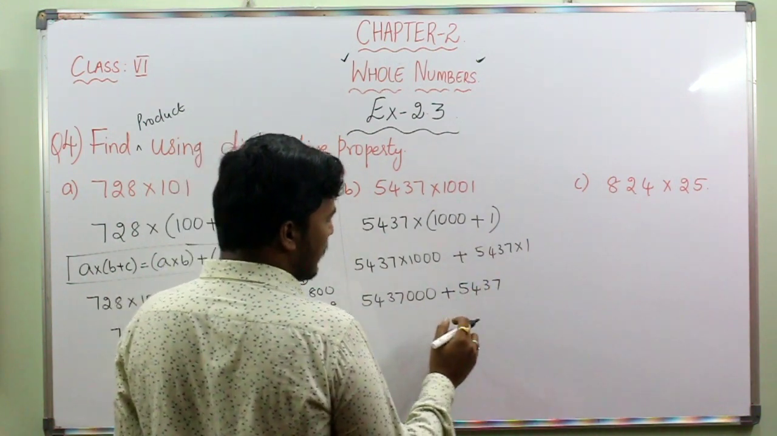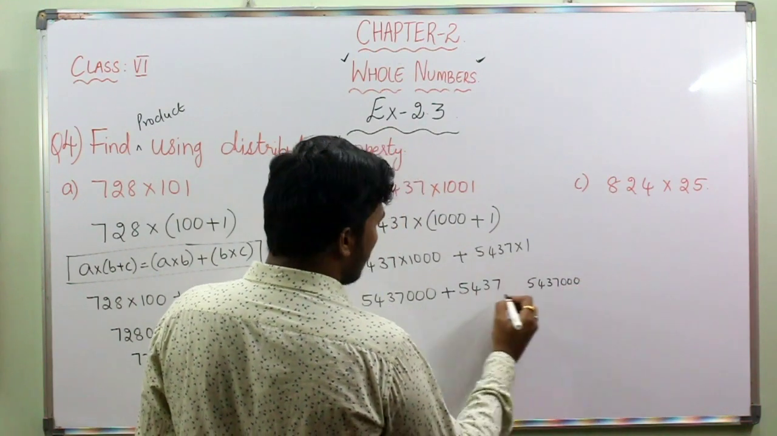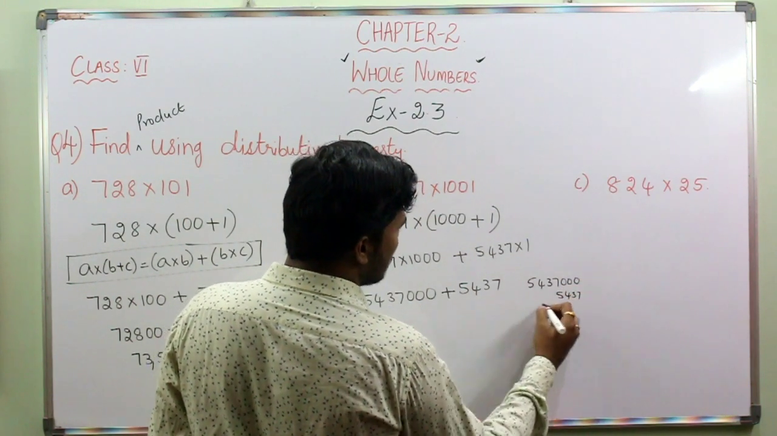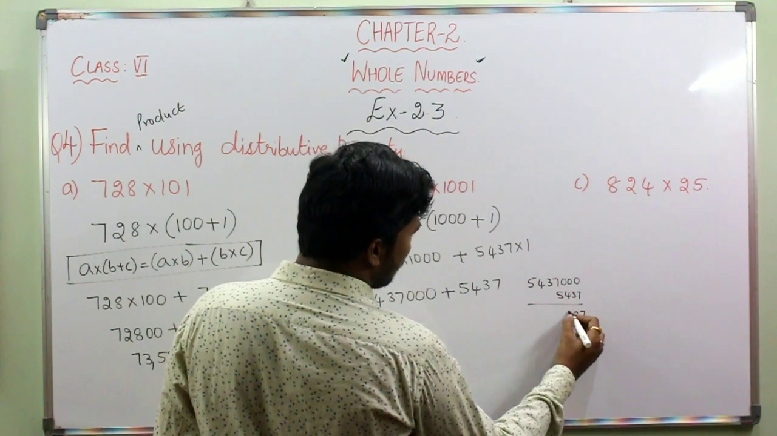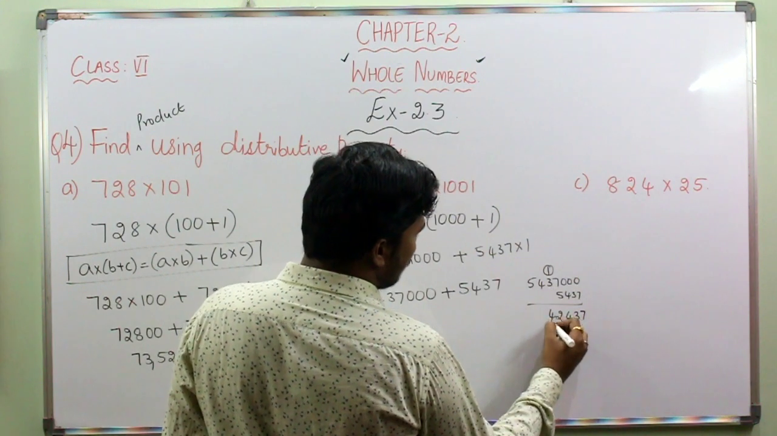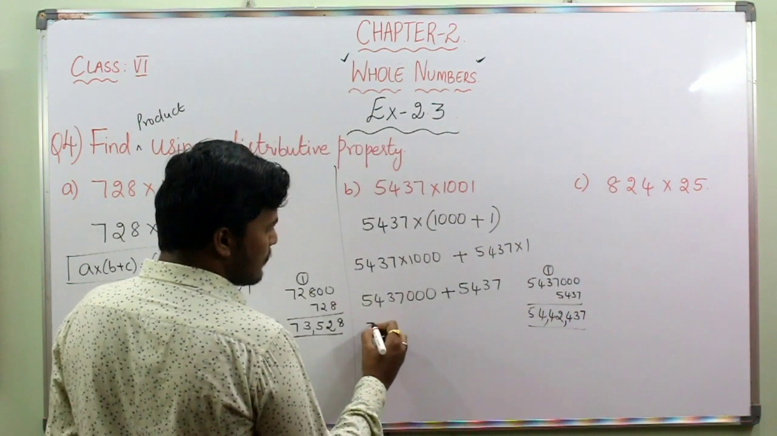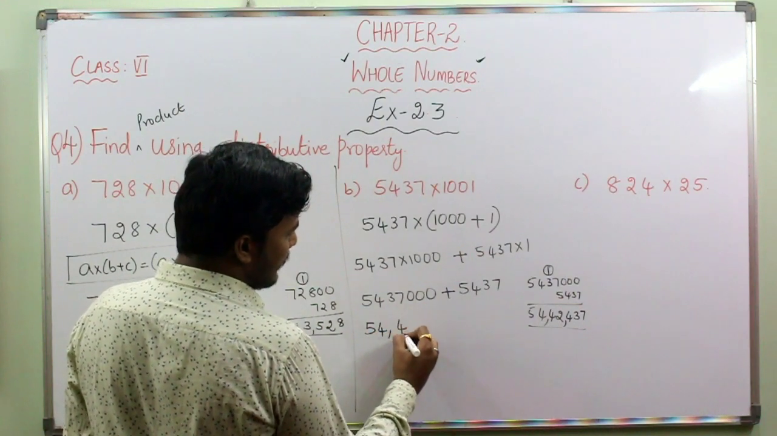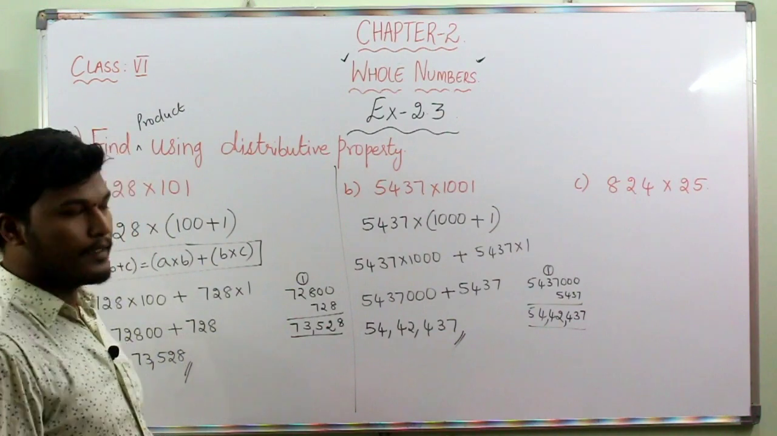So now I'll start adding. That is 5437 with 3 zeros, and 5437. 7 plus 0 is 7, 3 plus 0 is 3, 4 plus 0 is 4, 7 plus 5 is 12, and 3 plus 1 is 4, 4 as it is, 5 as it is. Then it will become 54 lakhs 42,437.